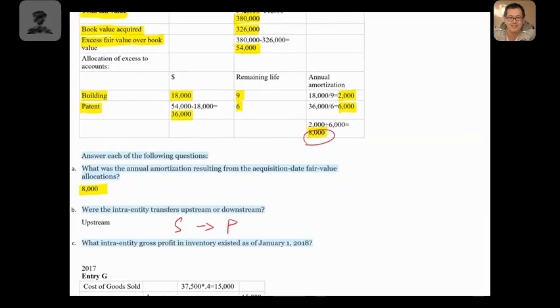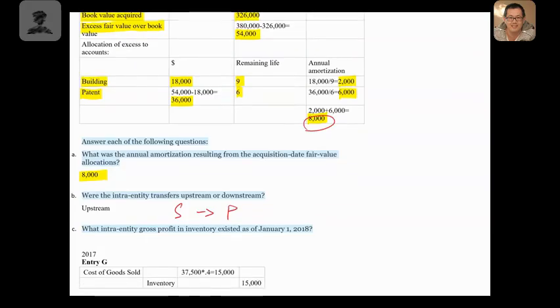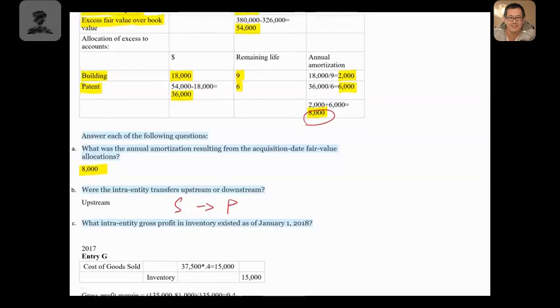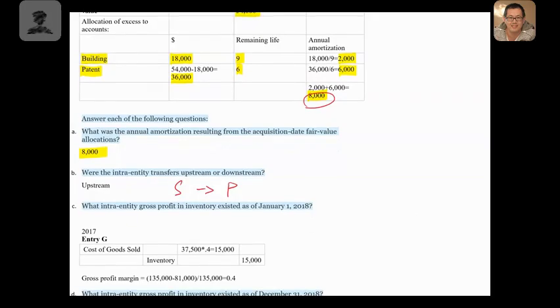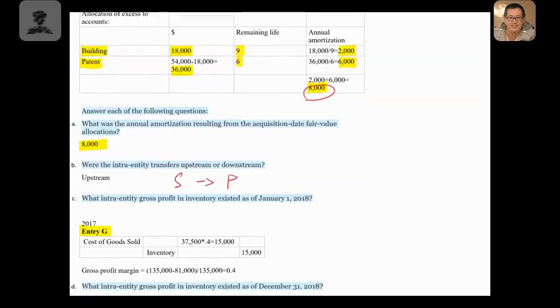Question C. What intra-entity gross profit in inventory existed as of January 1st, 2018? Or in other words, what is the intra-entity gross profit in inventory at the end of 2017? So at the end of 2017, we use entry G to defer those gross profits in unsold inventory. So the journal entry is debit cost of goods sold and credit inventory, right?